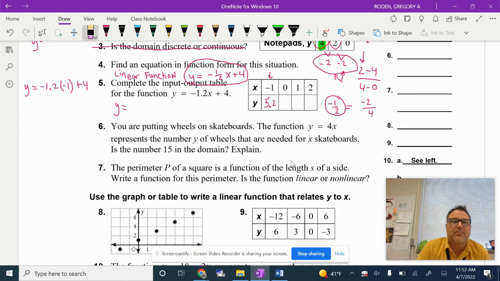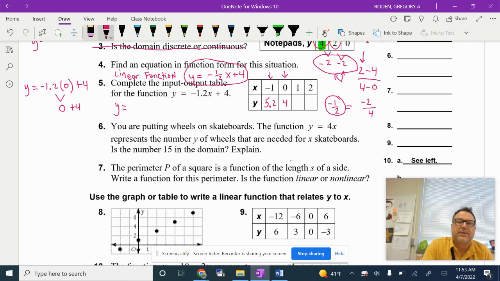Now, what's the next input? The next input I'm going to put in is the 0. I'm going to put the 0 in right here. You see that 0 right there? So now I'm just going to put that 0 in for x and see what I get. Well, this one's really easy. Any number times 0 is 0. So this is going to be 0 plus 4. And what's 0 plus 4? 0 plus 4 is just 4. So we're going to put a 4 right here in that box.